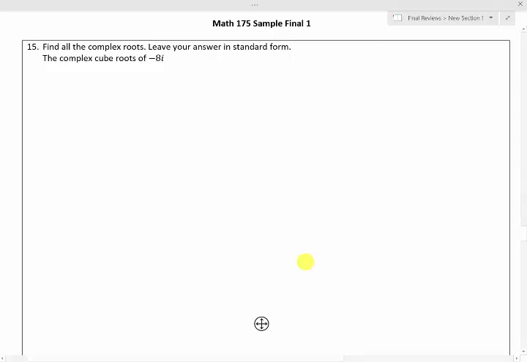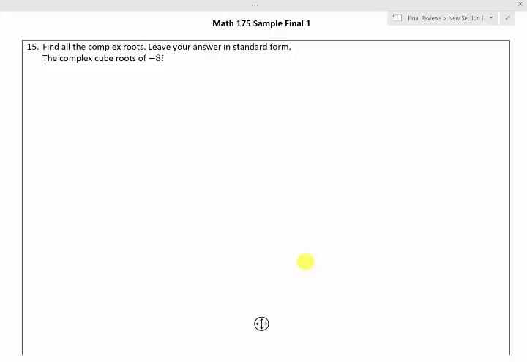Number 15. Find all the complex roots. Leave your answer in standard form. Find the complex cubed roots of negative 8i. Alrighty, so we're finding the complex cubed roots of this imaginary number.